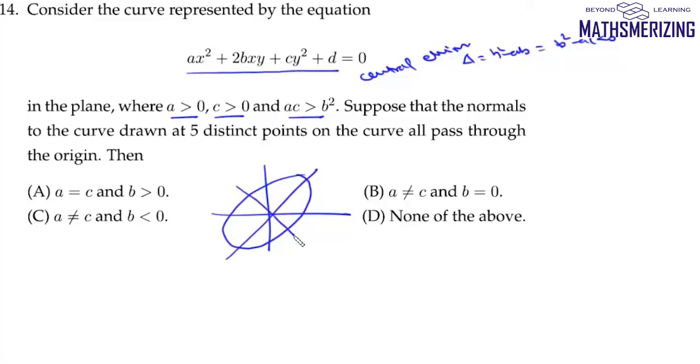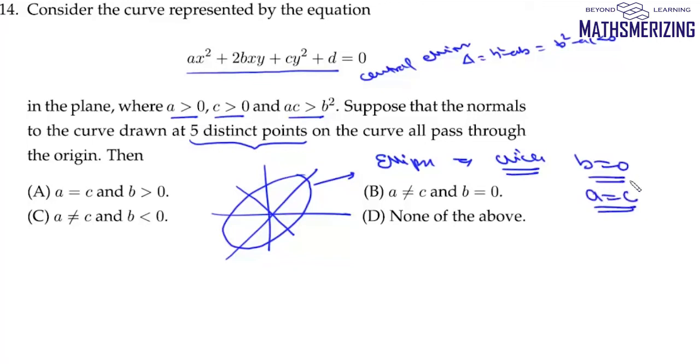But in the case of an ellipse, only 4 normals can be drawn through the center of the ellipse. So that means for this question, if it has 5 distinct points on the curve for which the normals all pass through the origin, in that case this ellipse must be a circle. So if we have more than 4 normals, then it cannot be a standard ellipse. Then it has to be this circle. And this equation will represent the equation of a circle when b is 0 and a equals c. So it is only possible if a equals c and b is equal to 0, which is none of the above options. So that's your option D.